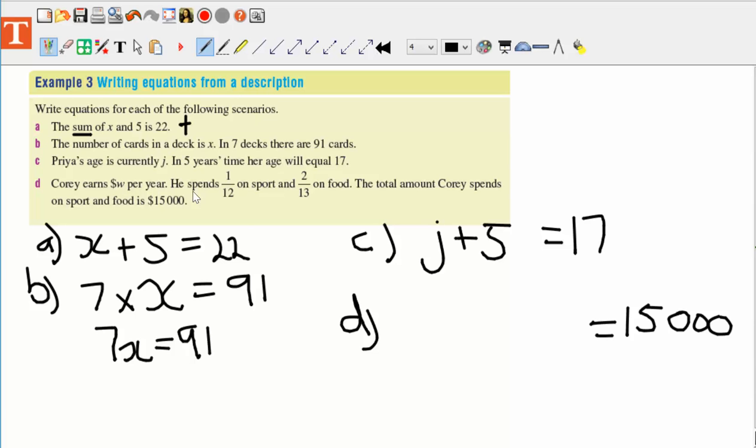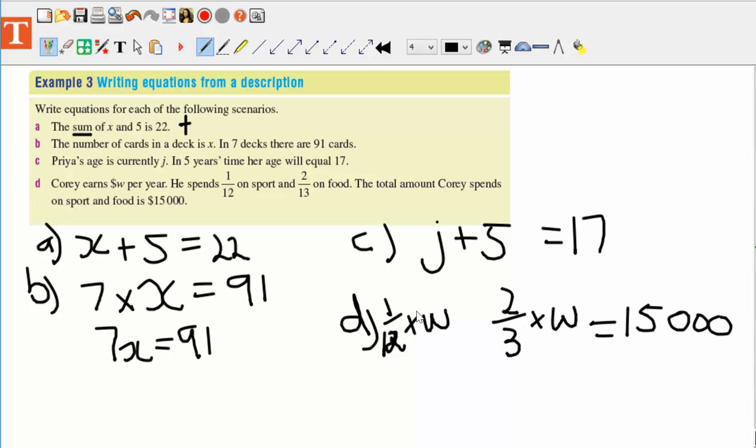He earns W per year, so 1/12 of that on sport. So you've got to have 1/12 multiplied by W. Okay, so whatever he earns for the year, 1/12 of that goes on sport, and then 2/3 also goes on food. So it's basically the same thing. So you've got 2/3 multiplied by W. So 2/3 of whatever he earns per year is spent on food.